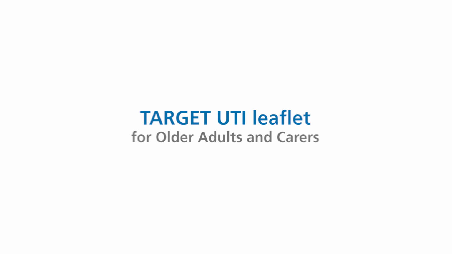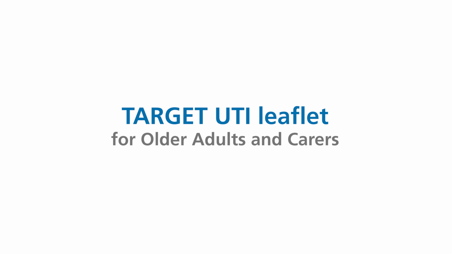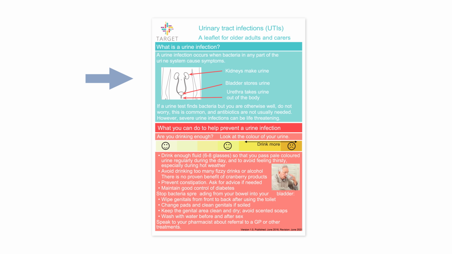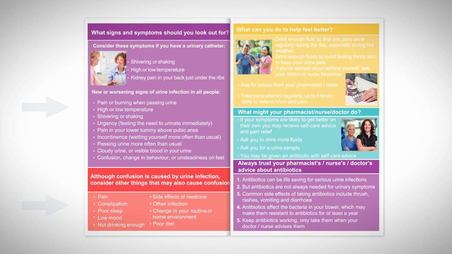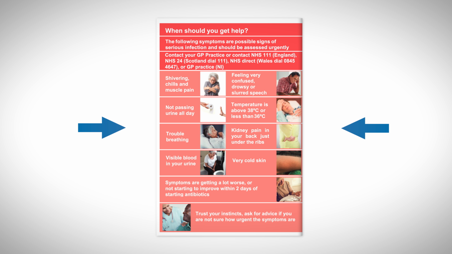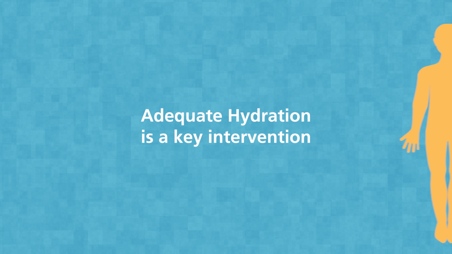Public Health England has produced a leaflet called the Target UTI leaflet for older adults and their carers. This can be used with patients and their carers to explain what a UTI is, suggest ways to help prevent further UTIs, the signs and symptoms to look out for, and causes of confusion in older people, self-care options to reduce symptoms, and information on antibiotics. The safety netting advice details the signs of deterioration, including sepsis, that patients and carers should look out for when diagnosed with an infection. Ensuring adequate hydration is a key intervention.